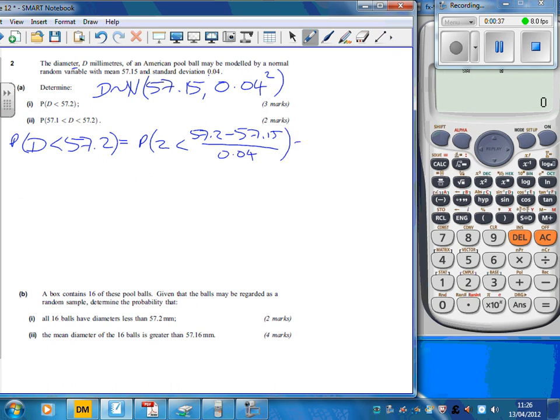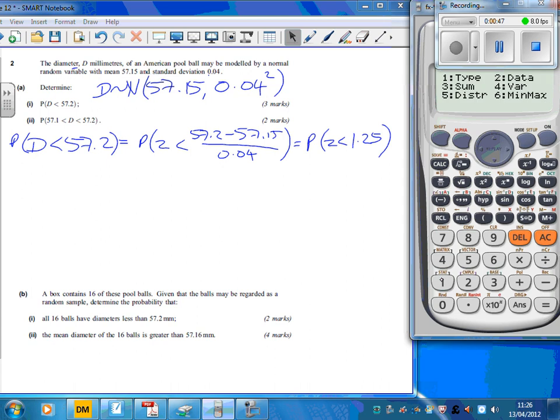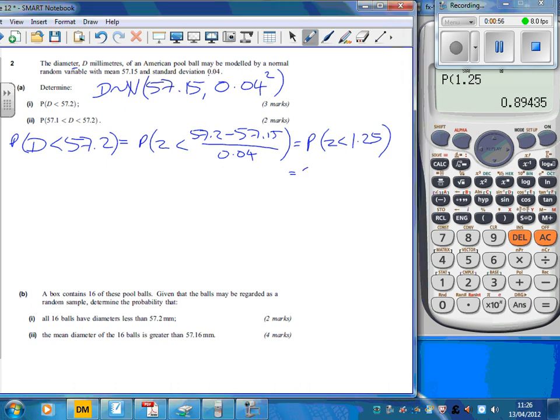Tap that into your calculator and you find out that we want the probability that Z is less than 1.25. Now you can grab your normal distribution tables and look up 1.25. I'm going to do it on the calculator though. Distributions, probability of 1.25, and it tells me the answer I want of 0.894.